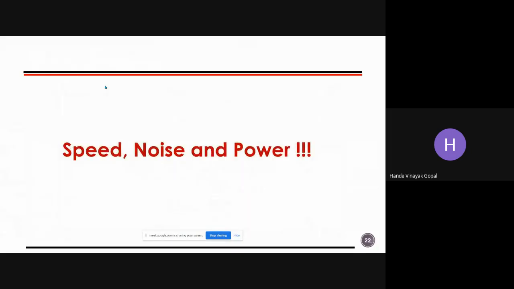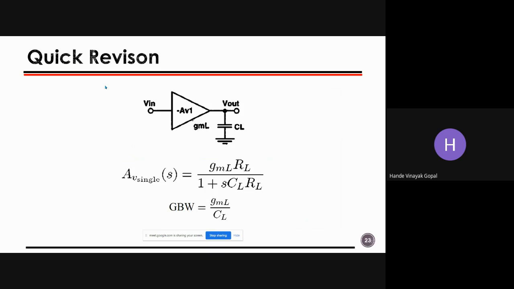Yeah, speed, noise, and power. And before going ahead, I'll go with a quick revision. This is nothing but a single stage amplifier, right? Once I have only a single differential pair, that is the classic 5 transistor differential pair, and load capacitance CL is connected, you get the gain bandwidth as GM1 by CL, right?